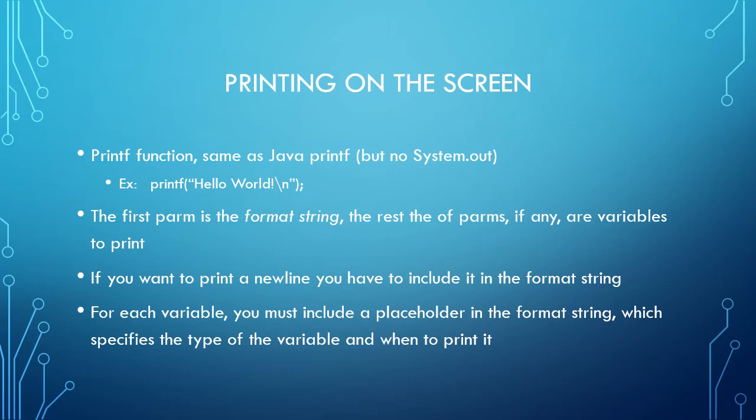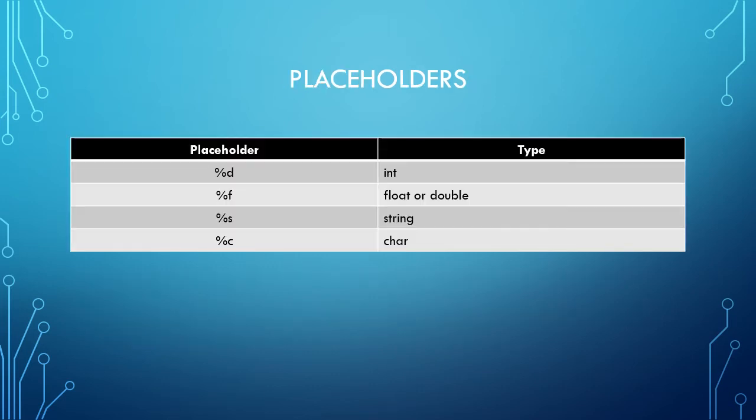The location of the placeholder within the format string is going to determine where the value of the variable prints in relation to the other items in the format string. You may have used printf already in Java. It's a very nice way to format precisely your output. So here are the basic placeholders.